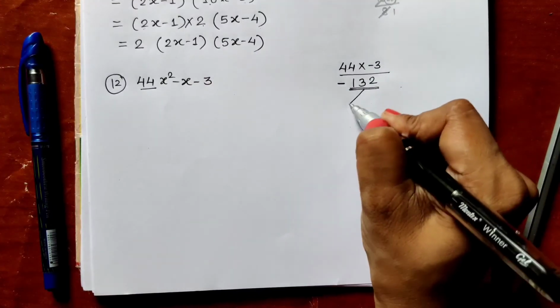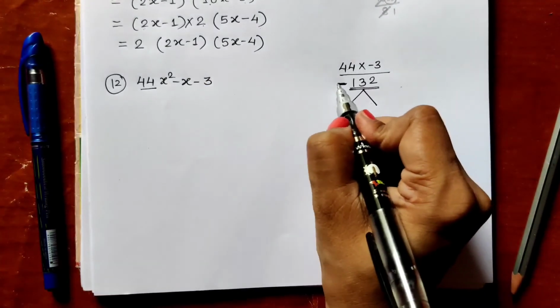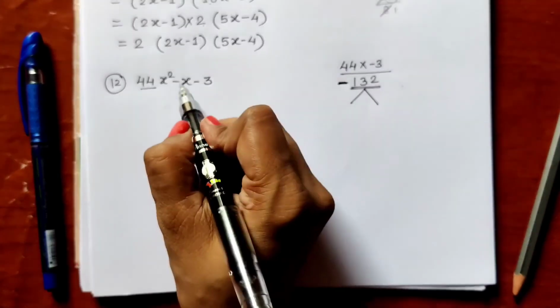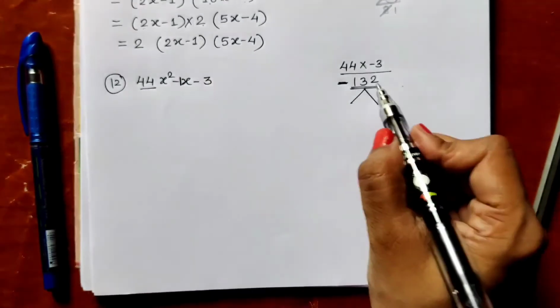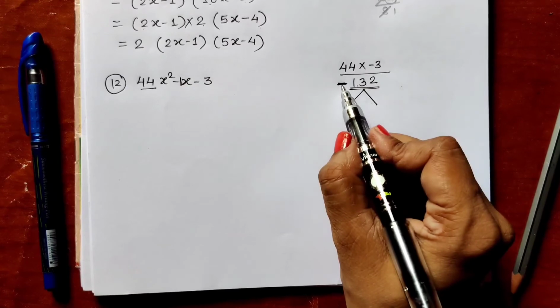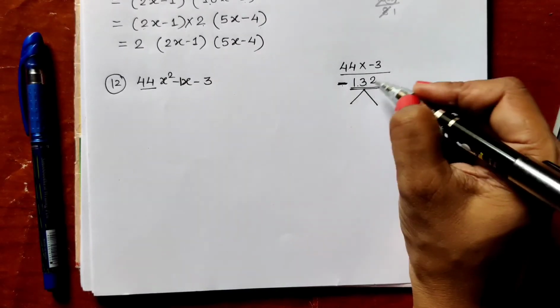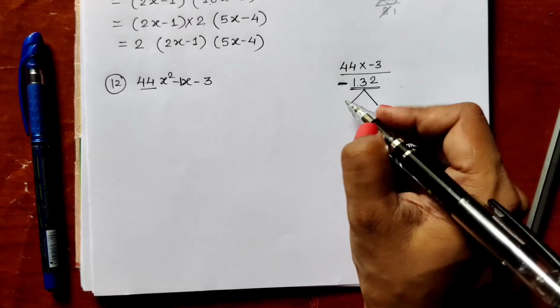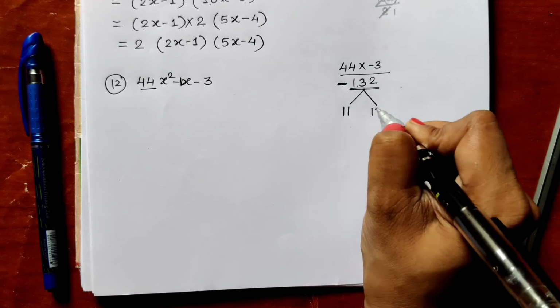We have to find two factors of minus 132 whose subtraction, as the minus sign is there, so we have to find subtraction, whose subtraction should be 1. Nothing is there means 1 is there. So we have to find two factors of 132 whose subtraction should be 1. So when I see this number, I can immediately think of two factors 11 and 12.